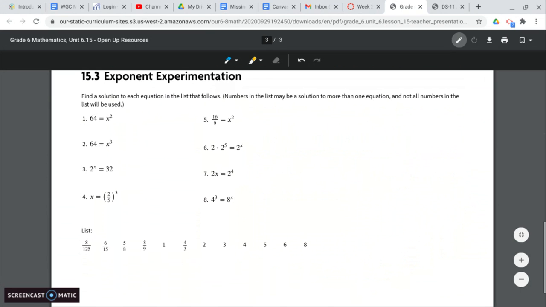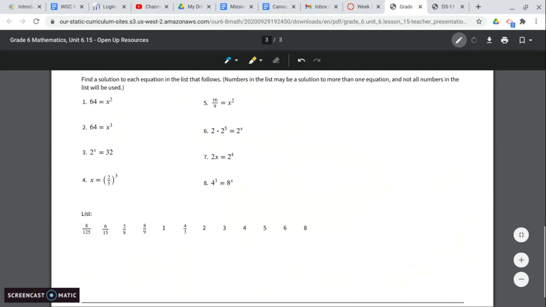All right, exponent experimentation. Find a solution to each equation in the list that follows. The numbers in the list may be a solution to more than one equation, and not all numbers in the list will be used. So here we have 64 equals x squared. What times itself is going to give us 64? Well, that would be 8. The next one, what times itself 3 times gives us 64? If twice is 8, 3 times isn't going to be 8, it's going to be 4, because 4 times 4 is 16, times another 4 is 64.